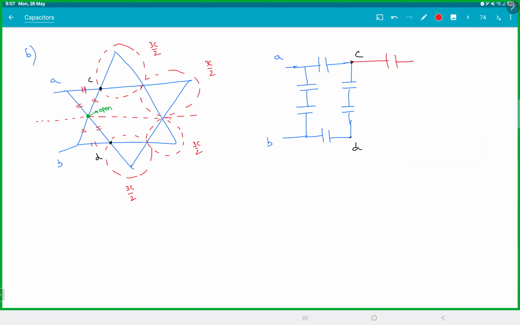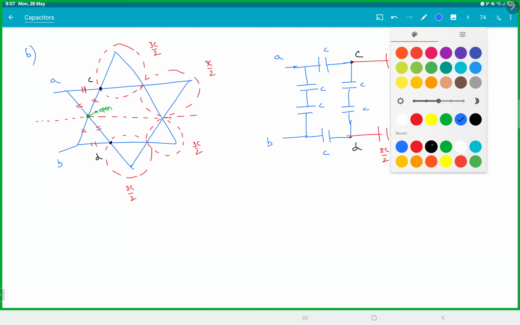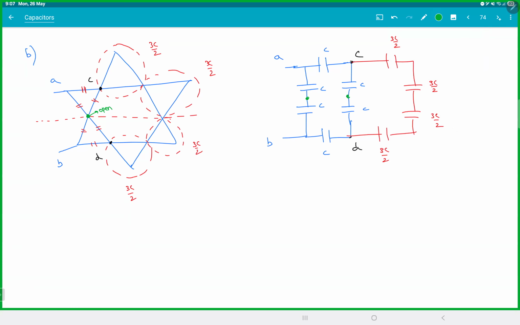After this, we simply got 4 3C by 2s. Is this making sense? All the blue ones are still C only. Check. I will open this node. So that node got opened here. You can open the node along the symmetrical line. So that node can be opened up. It would have become like this. In the right side, I won't open the node because these things are all 4 are in series. So I'll just keep them as it is.